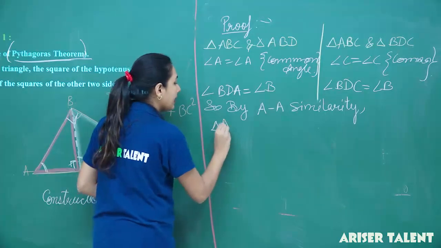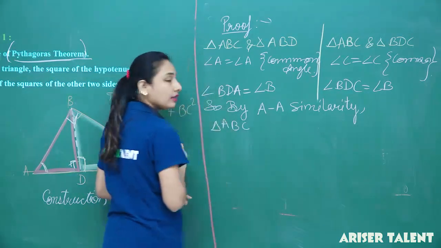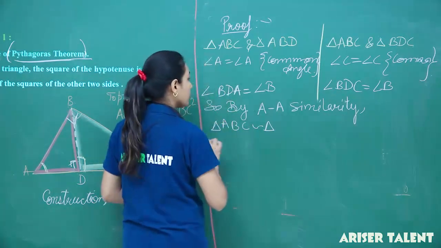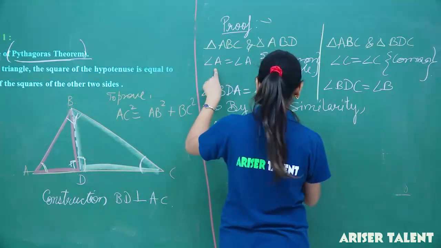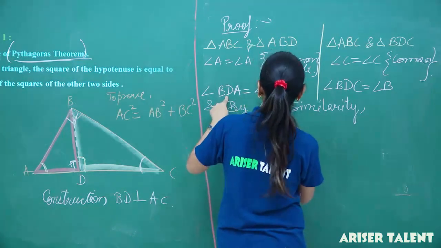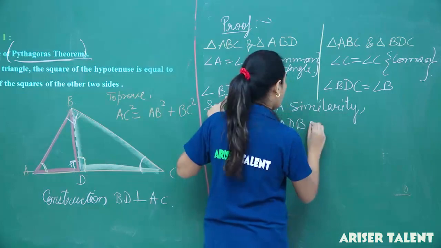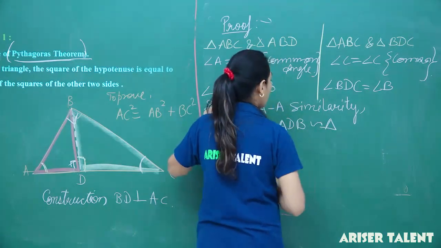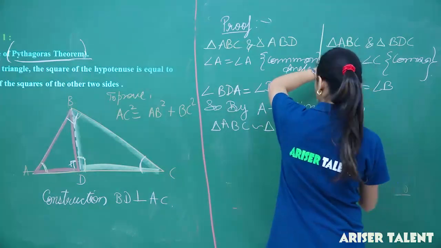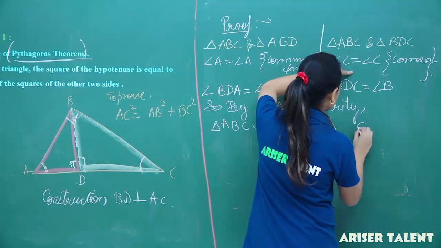Triangle ABC, triangle ABC is similar to triangle what? This triangle ADB, and also similar to what? Triangle CBE.